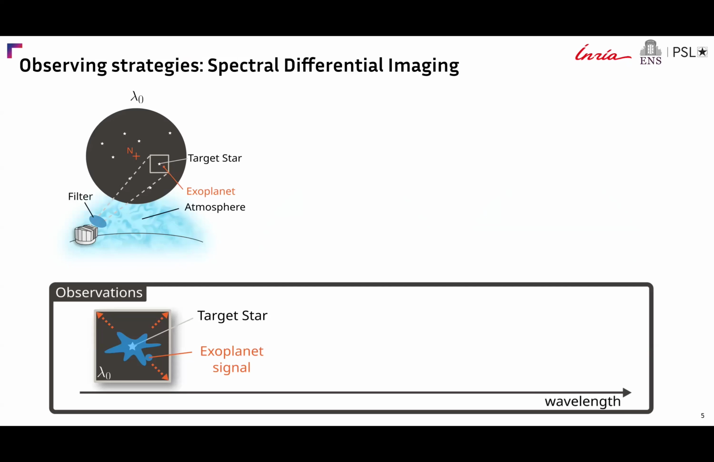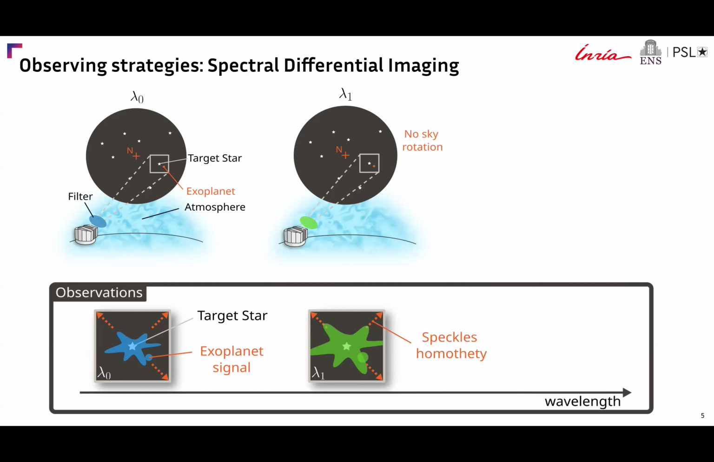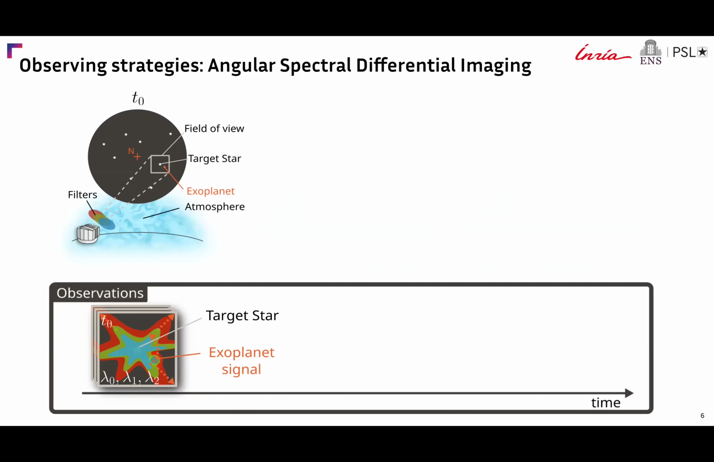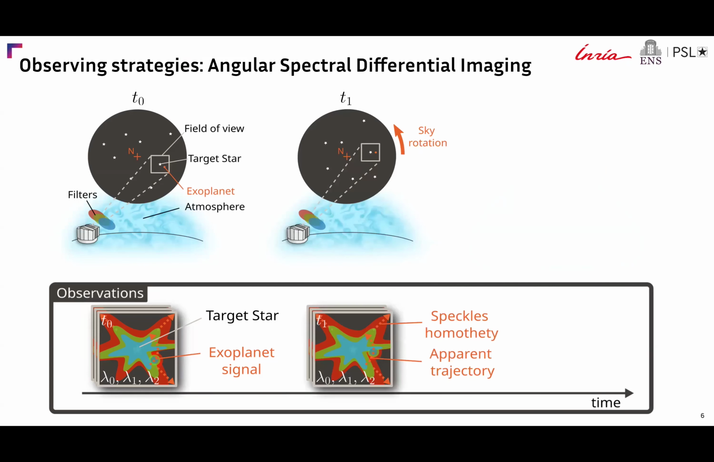Spectral differential imaging is another technique that leverages the physics of diffraction. The spatial extent of the speckle pattern scales proportionally with the wavelength of the filter used. As a result, speckle patterns captured at different wavelengths are related by a homothetic transformation, whereas the position of the exoplanet signal remains unchanged. This distinction allows for separation of the planetary signal from the stellar noise. Both strategies can be combined in angular spectral differential imaging, which we use in this paper.